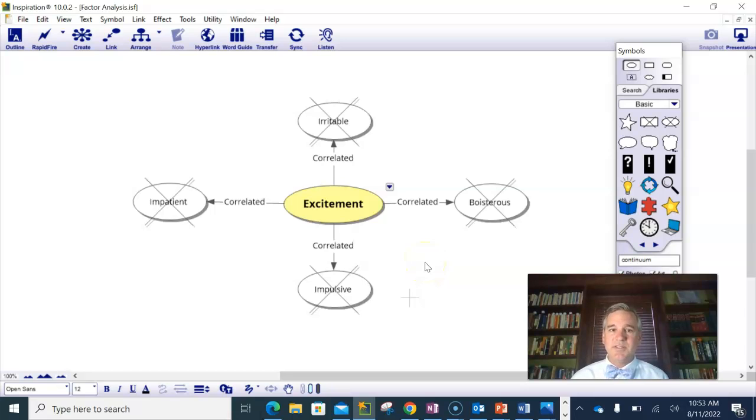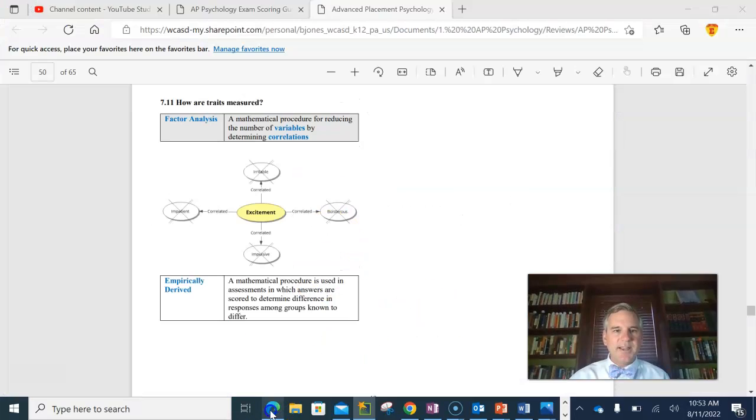So when it's correlated with those other traits, excitement becomes the basic trait, and then we don't need to test for these other ones. Why don't we need to test for them? Well, because the presence of one allows us to predict the presence of the other. So if you scored high in excitement, we would know that you would likely score high in impulsivity. So we don't need to test you for impulsivity because it's already correlated to it. All right, so that's factor analysis.